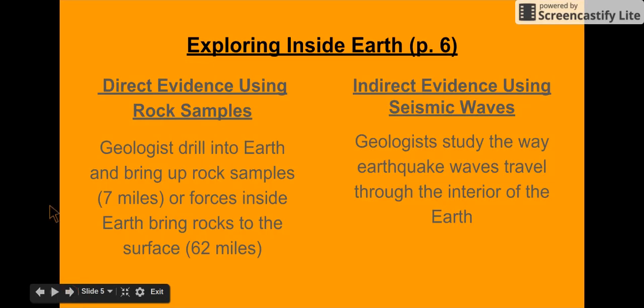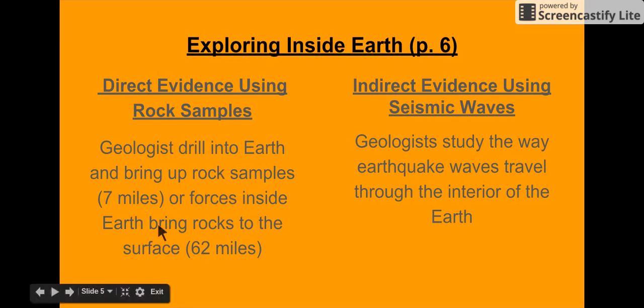Now, there's 2 ways that geologists explore the inside of the Earth. One, they use rock samples. And so they drill down into the Earth and they bring back up rocks to study. And they can perform experiments on them, do whatever they'd like with them. Now, as far as that goes, we've only been able to dig 7 miles deep. We've never gotten farther than that in terms of digging through the crust.